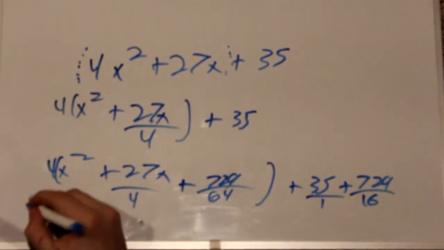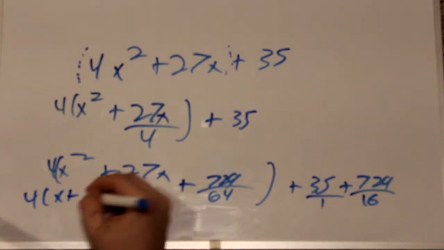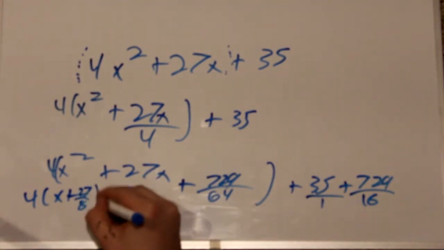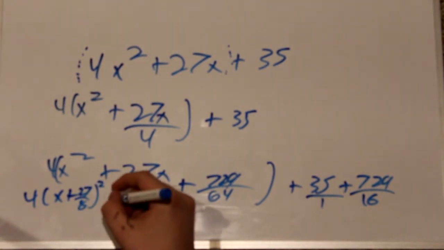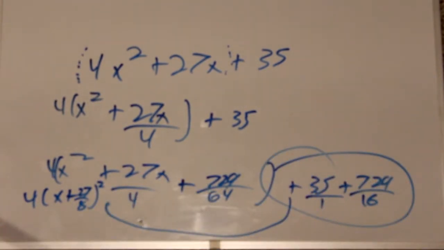This simplifies to 4x plus 27 over 8 squared, and then this. I'm running out of space, so I'm just going to draw in a little area right here, and then I'm going to clear my board.